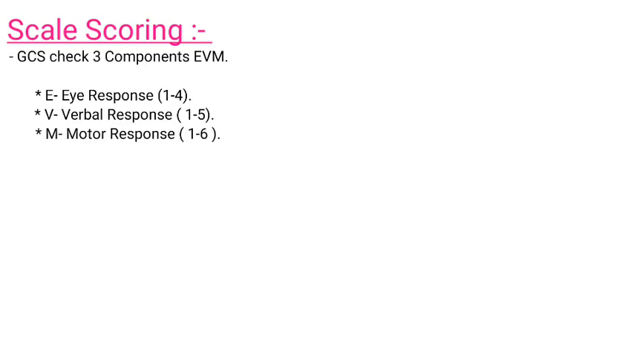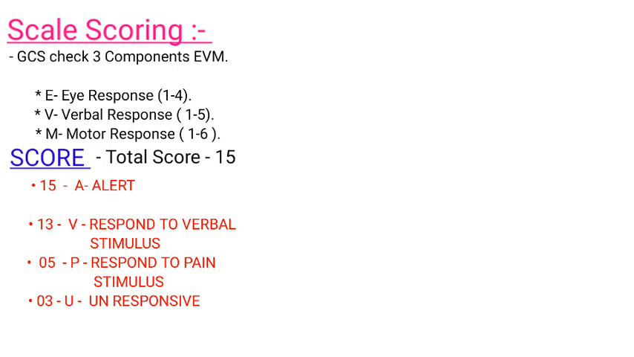Then scale scoring. The Glasgow Coma Scale checks three components, EVM. E stands for eye response, V stands for verbal response, M stands for motor response. Eye response 1 to 4. Verbal response 1 to 5. Motor response 1 to 6. Then the score: the Glasgow Coma Scale total score is 15. Then the Glasgow Coma Scale score trick.